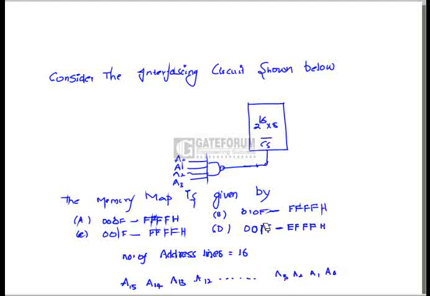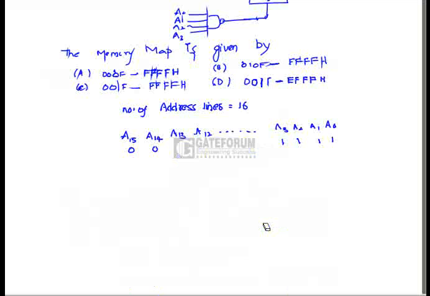In order to enable the memory IC, A3, A2, A1, A0 are always fixed to 1, then only this memory IC is going to get enabled. Then only we can use the memory IC for the remaining address space, which will be decided by the higher order address lines. The range is given like this: A15, A14, A13, A12 varies from 0000 to 1111. The remaining lower order address lines remain as 111.